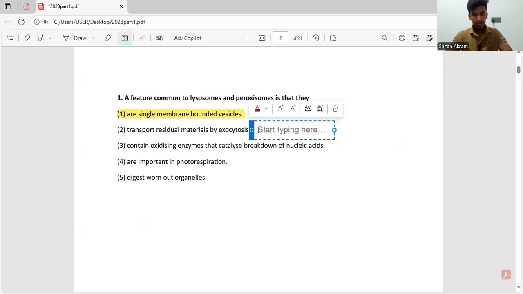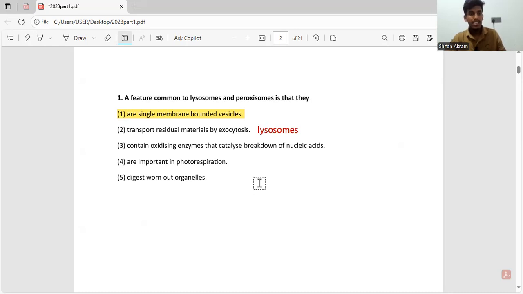So I'll write that down. Okay. The third statement: contain oxidizing enzymes that catalyze breakdown of nucleic acid. Now we know lysosomes are involved in autolysis, which means they cause cell death. We know after a certain time the cell will get old. When the cell gets old, the cell has to die, right? For this reason, lysosomes are present. Lysosome causes cell death. Now, during cell death, everything inside the cell is broken down.